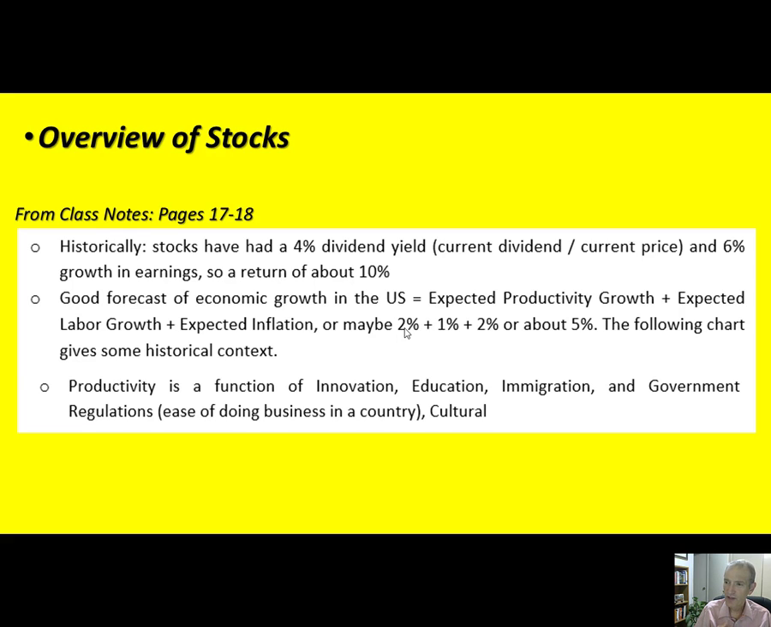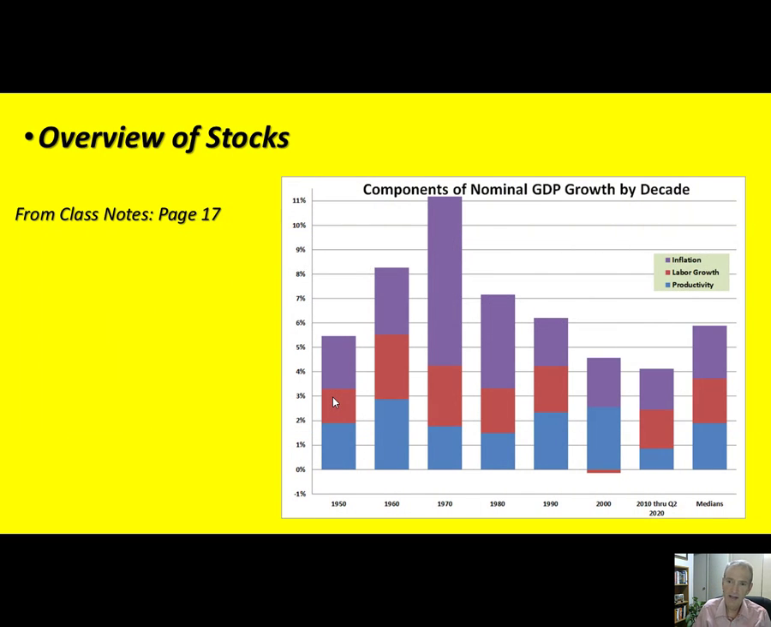It's lower than what historical economic growth has been. 6.5% is what economic growth has been, and I'm producing 5%. But inflation has been much higher in the past, and labor growth is expected to slow down. Productivity is a function of innovation, education, immigration, government regulations. So you can, and I'll show you this next class, we'll get there. I want to show you a few things related to that. So we'll come back to that. There's cultural issues. There's some books I do highly recommend related to that I'll show you.